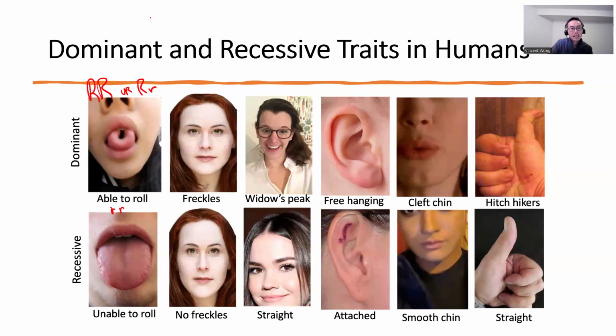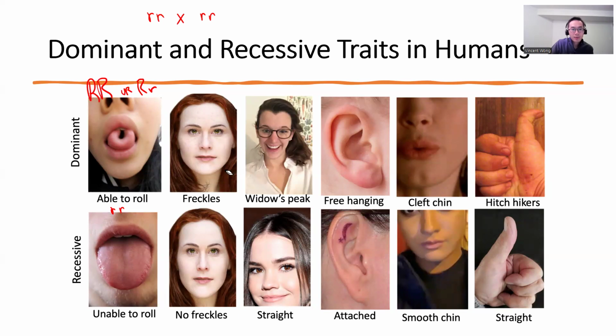So listen, if the mother cannot roll the tongue, then she's small r, small r. If the father cannot roll the tongue, then he's small r, small r. When we say cross, that means they have babies together. Then the whole family cannot roll their tongue, because they can only pass on the small r to the next generation. Does that make sense?